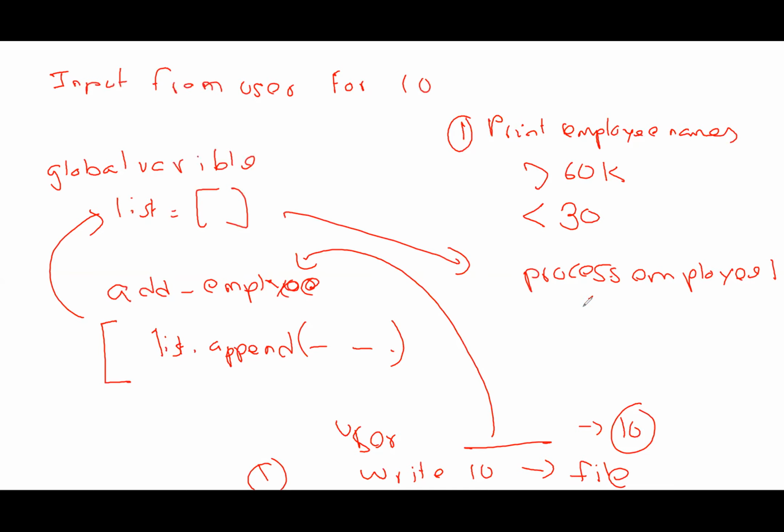It iterates for each employee in that file and creates that list of people. Since these are all dictionaries, you'll access the keys of that particular dictionary and see if the salary is greater than 60K, you'll print out the name. If the age is less than 30, you'll print out the name. Is this thing clear?